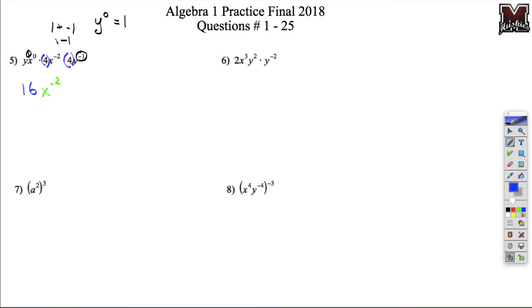Let's go back to the problem and see how to apply that. So in this problem, I had x to the negative 2. So let's change this, and remember, this negative 2 right here only applies to this x. It does not apply to the 16.